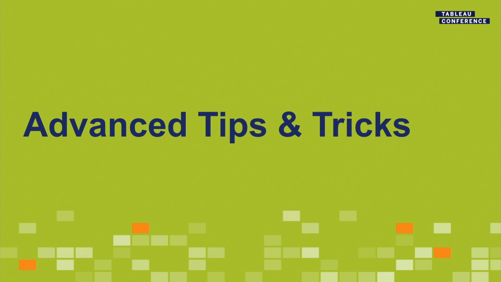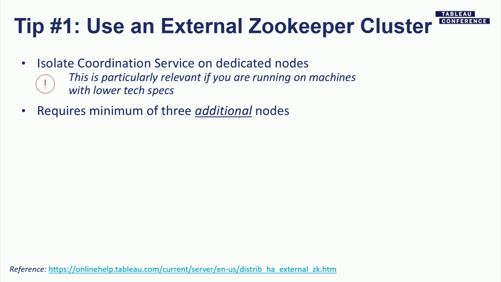Now let's talk about some advanced tips and tricks you can do with Tableau Server. First, deploying an external coordination service cluster. So what is it and why is it interesting? The coordination service is a very important process in Tableau Server, and especially when you run on low-spec machines, it may compete for resources with other processes, and sometimes it is a good idea to move it to its own set of nodes. And you need at least 3 additional nodes to actually do that.